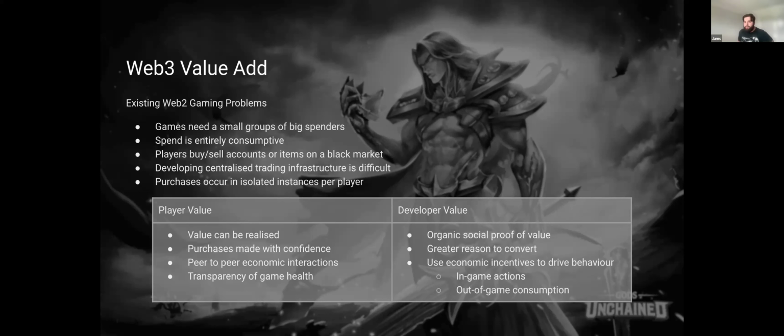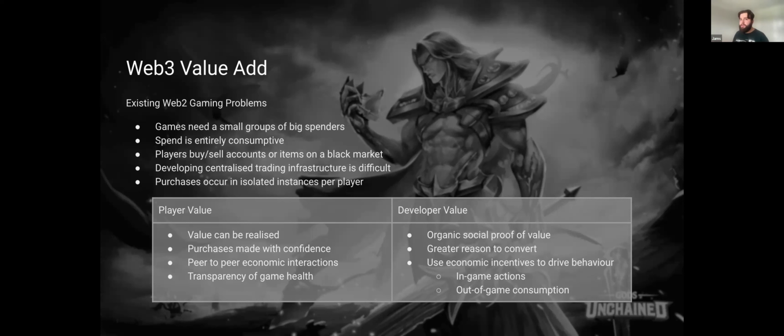We've also got greater reasons to convert. Apologies, I might have mistyped that. So the users have, again, using this model of social proof, more reason to make a purchase. Not only do they have the social visibility of why this purchase is viable, they also have less risk.